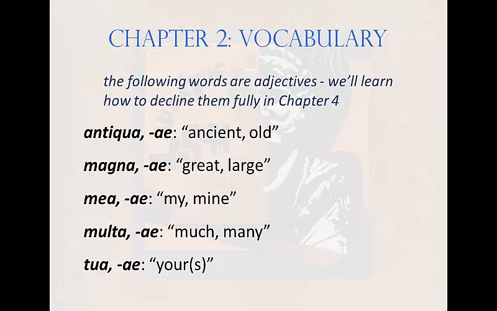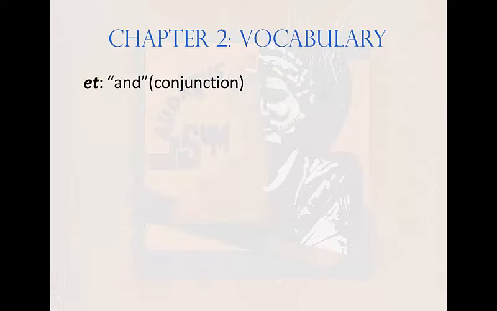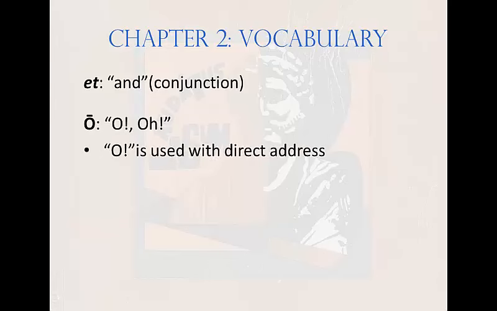At the end of this vocabulary is a list of short words, which belong to categories we haven't yet fully explored. For the moment, just memorize these. We'll learn more about these words later. The first is the simple conjunction et, meaning and. O means O. By the way, you should know that in English, O without an H means you're addressing someone. O with an H expresses surprise. While Latin makes no distinction in the spelling of these interjections, you should learn to spell those properly in English.